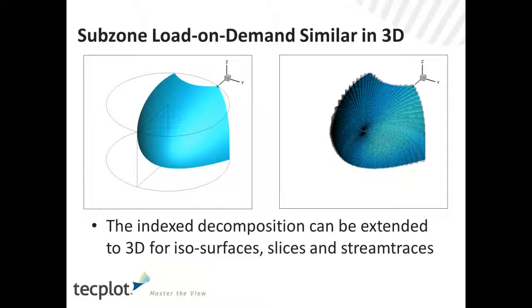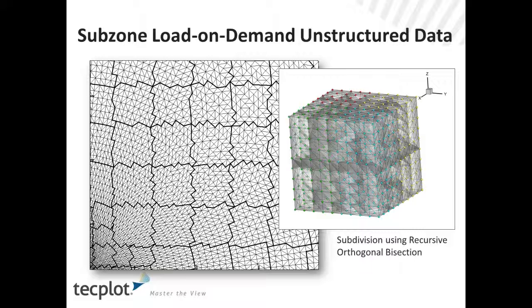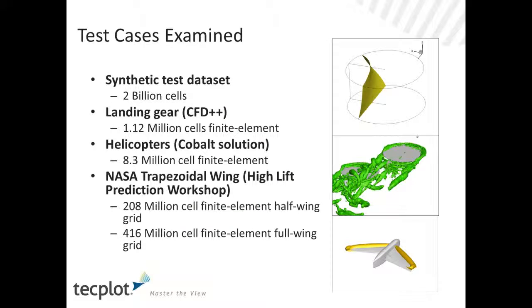So we want to get into the meat of this, so we'll try to pick up the pace a bit so we can actually show you this. This can be extended again to unstructured data. So today we're going to look at a number of test cases. We'll start by looking at a relatively small case. This is a landing gear. The data came from CFD++.